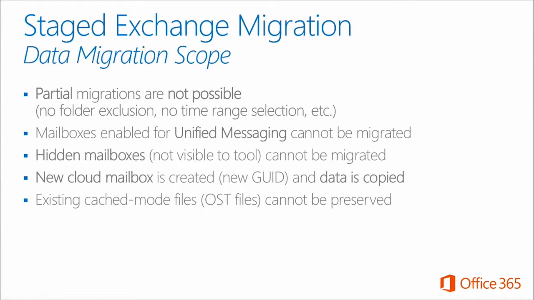The scope, partial migrations are not possible. You're basically saying this mailbox and everything in it is rolling through. A new cloud mailbox is created, and the existing cache mode files cannot be preserved. So from an experience, it is that kind of shot. Get it up. Get it going.